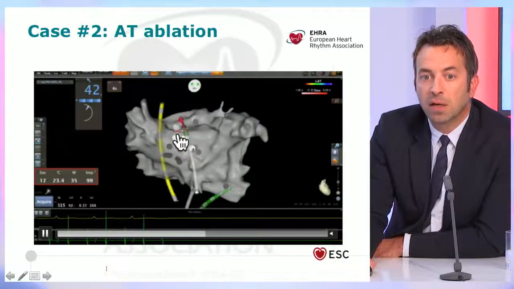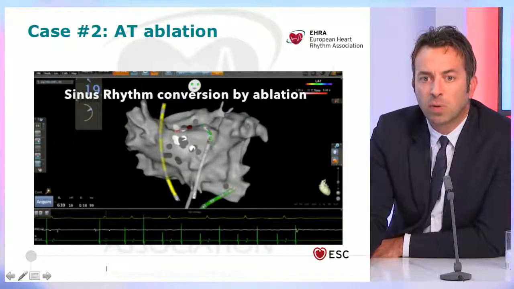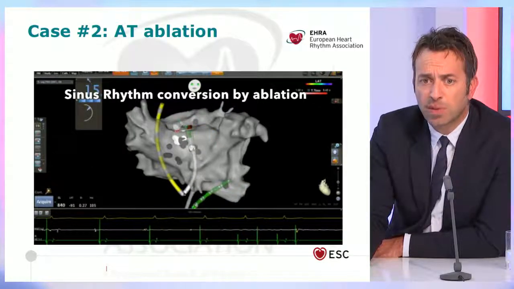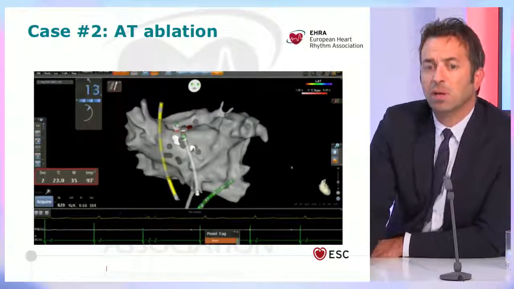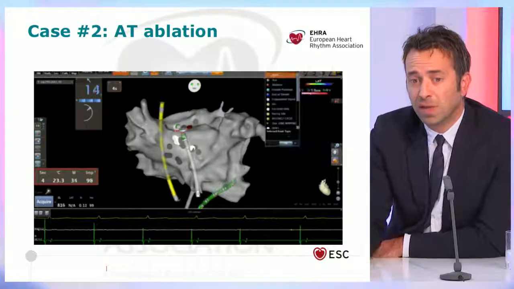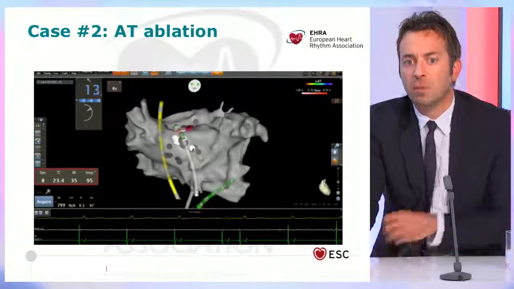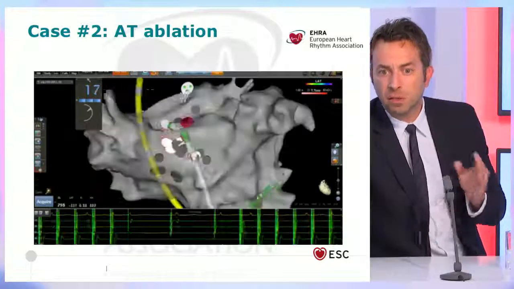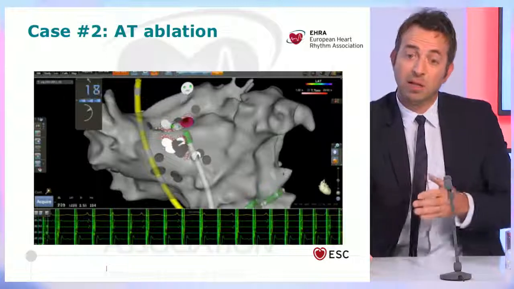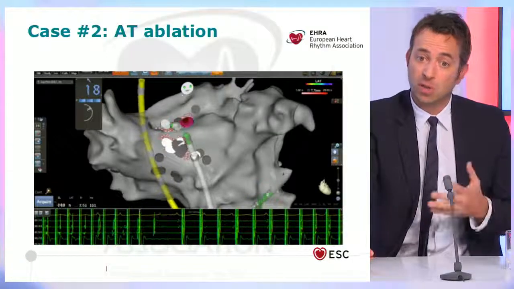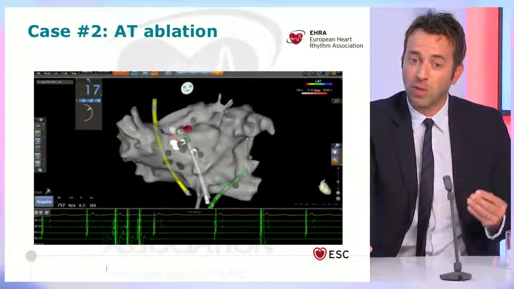We ablate here, and we terminate this tachycardia very quickly. So this case was very simple. Of course, not all these tachycardias are so simple. We have sometimes very complex cases, and it's difficult, and we have to deal with several tachycardias. But here it was very simple, and this is a good example to show that this patient was not inducible anymore at the end with a very short procedure. It was only 30 minutes and a few minutes of radiofrequency.